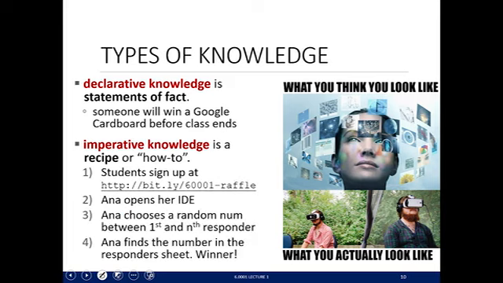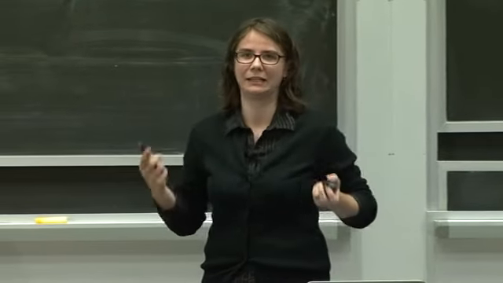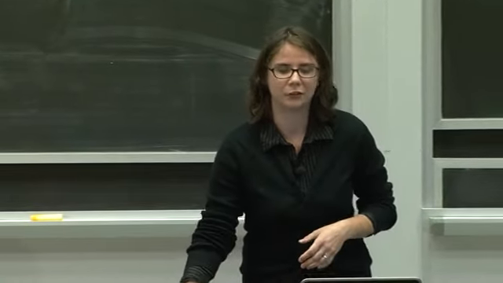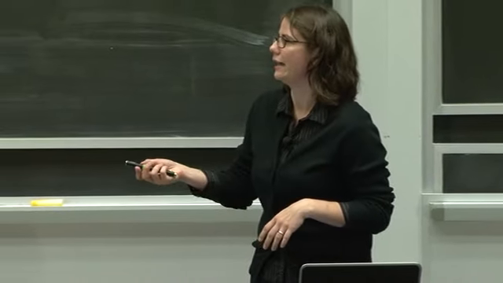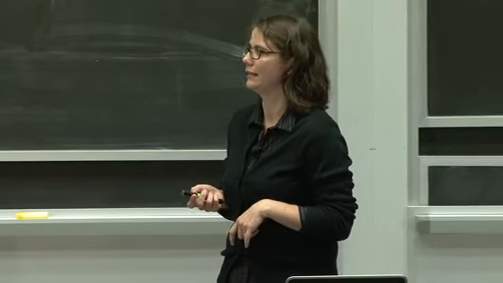So the sequence of steps is imperative knowledge. If I'm a machine, you need to tell me how someone will win a Google Cardboard before class, right? If I follow these steps, then technically I should reach a conclusion. Okay, so step 1, I think we've already done that. Whoever wanted to sign up has signed up.